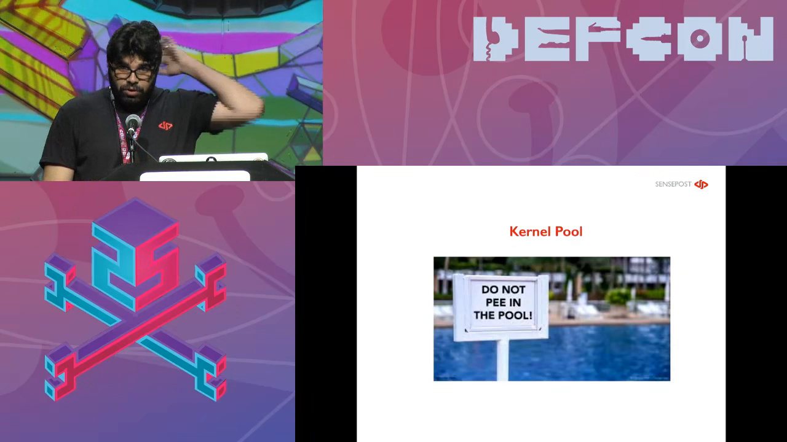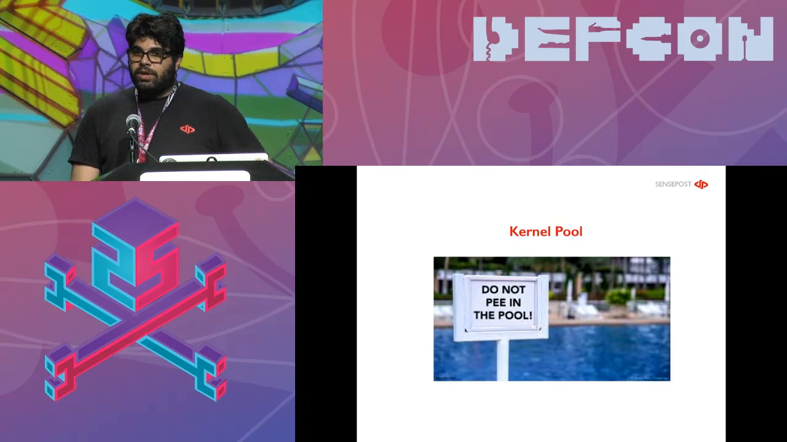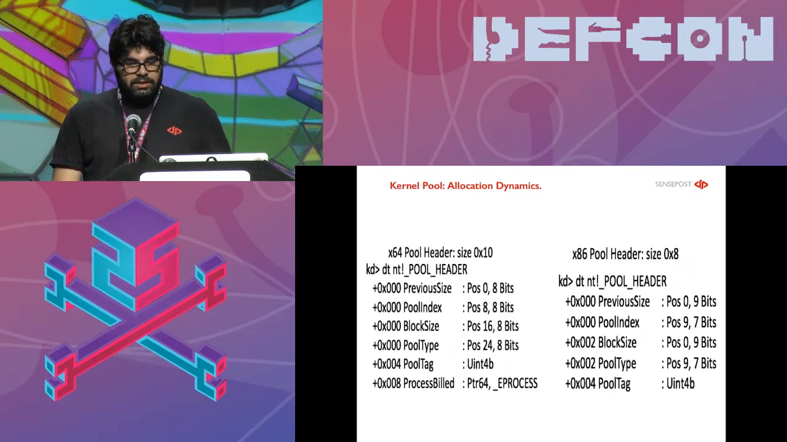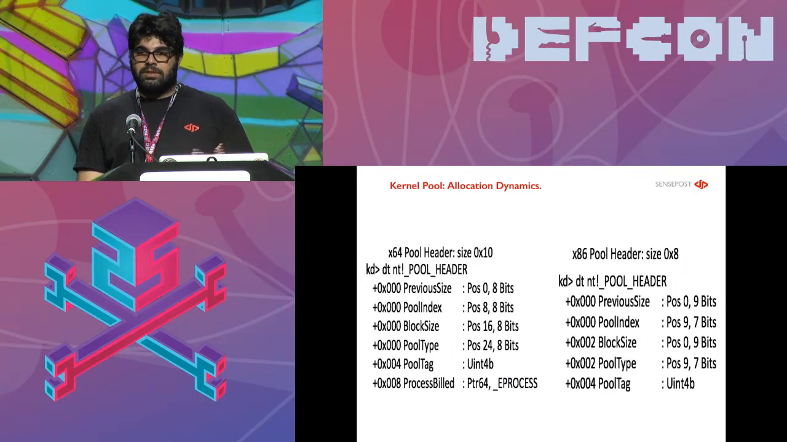The first thing that I have to talk about before we get into the juicy stuff is the kernel pool. You can think of the kernel pool as the heap memory that the Windows kernel uses. The first thing about the kernel pool is that any object allocated to the kernel pool will have a pool header attached to it. For 64-bit systems, this header is 16 bytes in size, and for x86 systems, this header is 8 bytes in size.